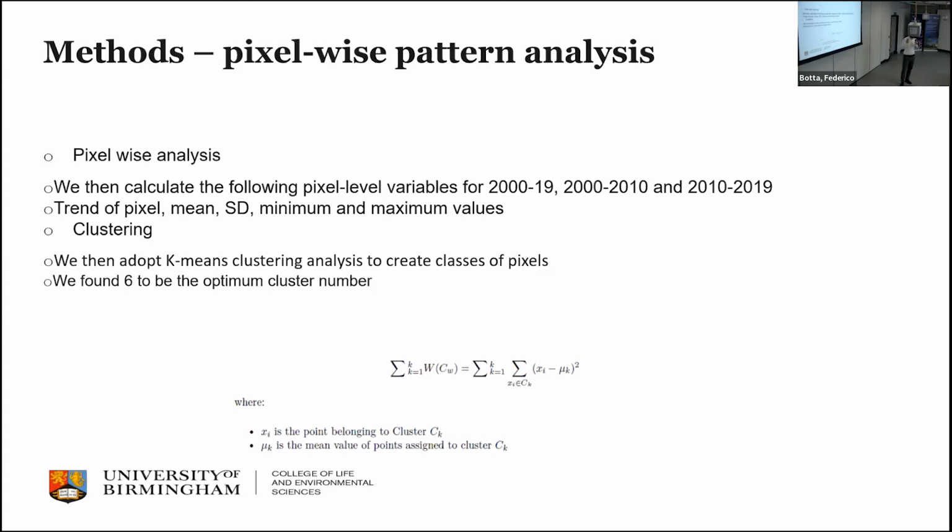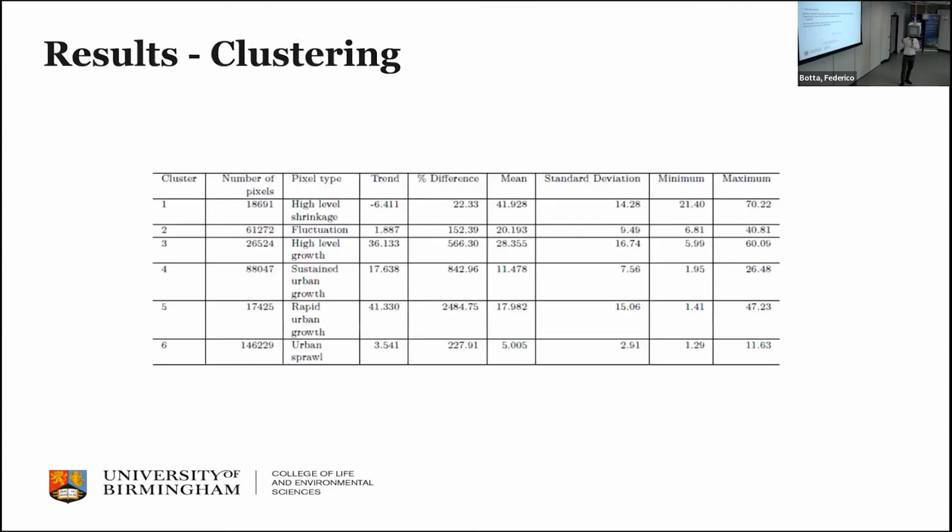Through lots of different testing, we found 6 different clusters of pixels to be the optimal number. An example of this can be seen here. This is between 2000 and 2019, so this is the whole data. We identified 6 different clusters. We named them high-level shrinkage, which is trending downwards, and high-level meaning they were already quite high, so it's central urban areas that are shrinking. You have another example at the bottom there, urban sprawl, which is quite low density, but slowly growing outwards.